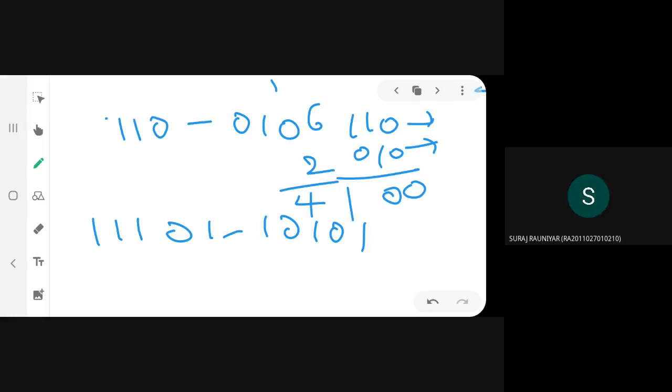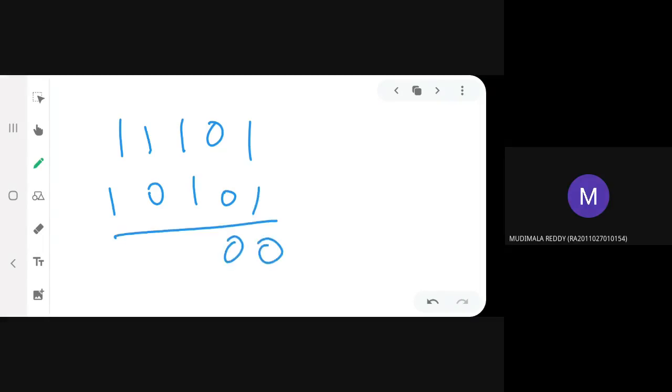1000 is 8. 11101 and 10101. Are all the others in class also trying this problem or not? Yes, ma'am. Here, 1 minus 1 is 0, and the answer is 1000. Okay, all got this answer. What is the decimal equivalent for this? 8. 8, ma'am.